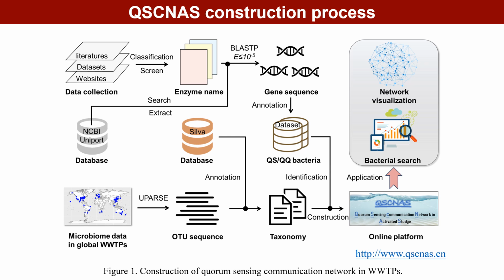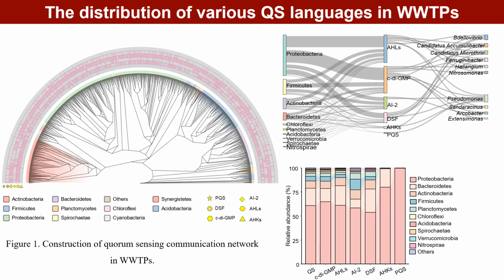Using more than 1,000 activated sludge samples collected and sequenced by the Global Water Systems Microbiome Consortium, we identified potential QS and QQ bacteria in activated sludge and built an online platform for researchers to search and analyze microbial communication-based interactions in activated sludge. The results showed that the bacteria related to c-di-GMP and AHLs dominated the communication system.